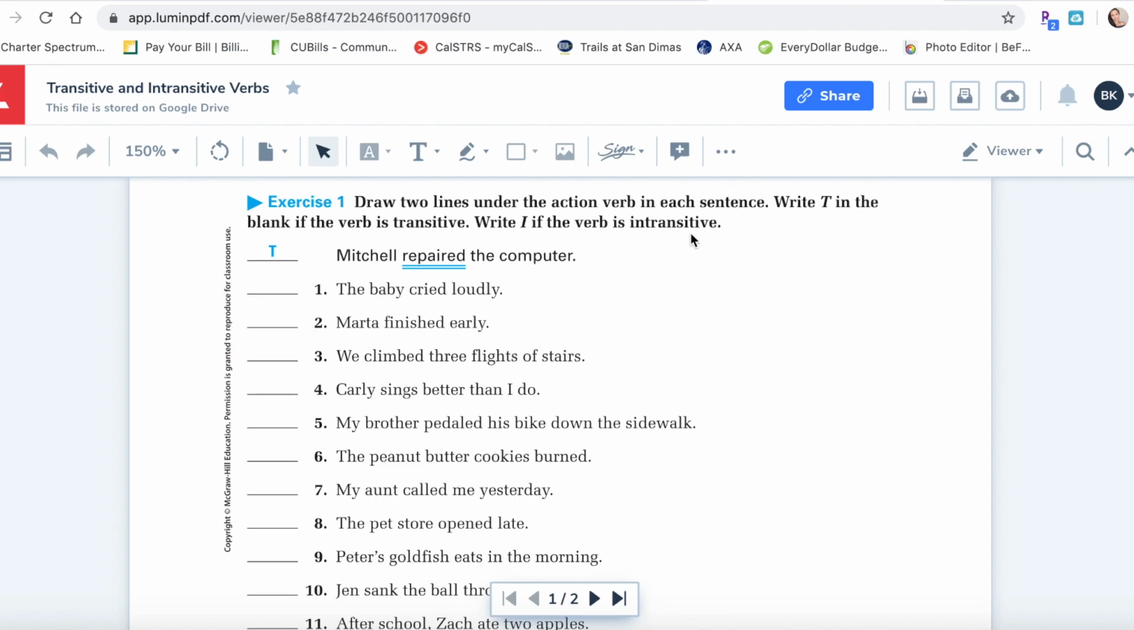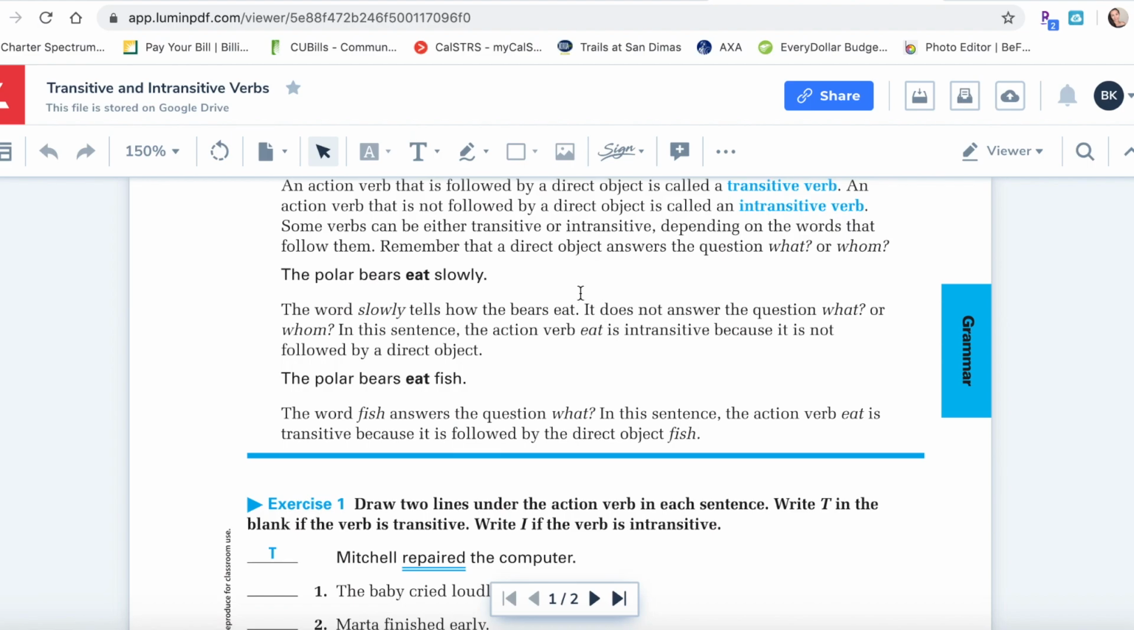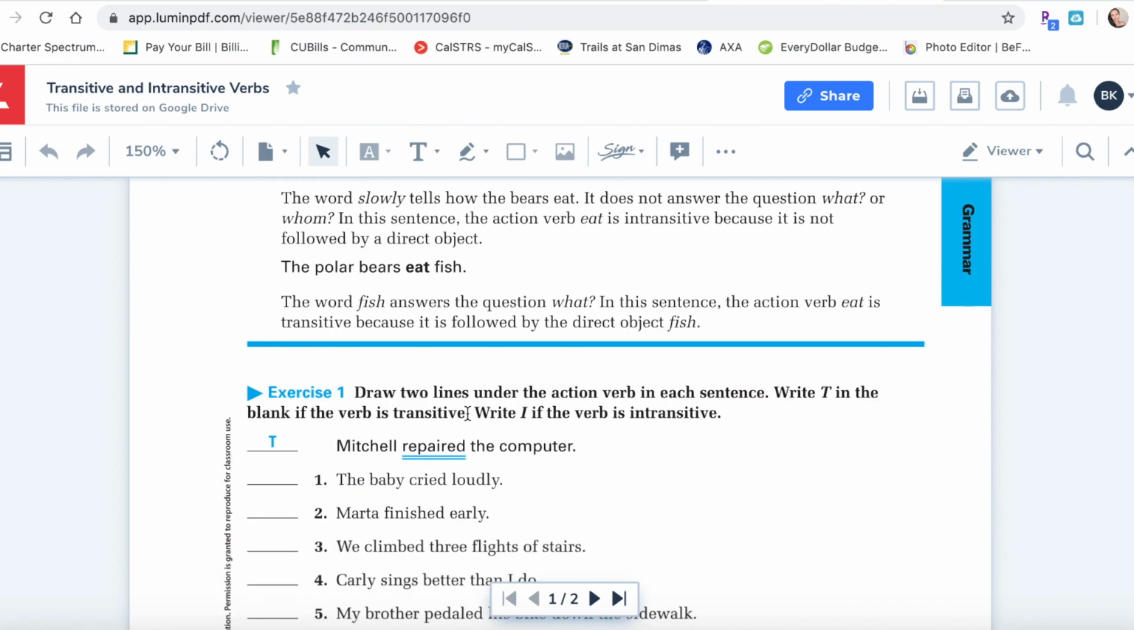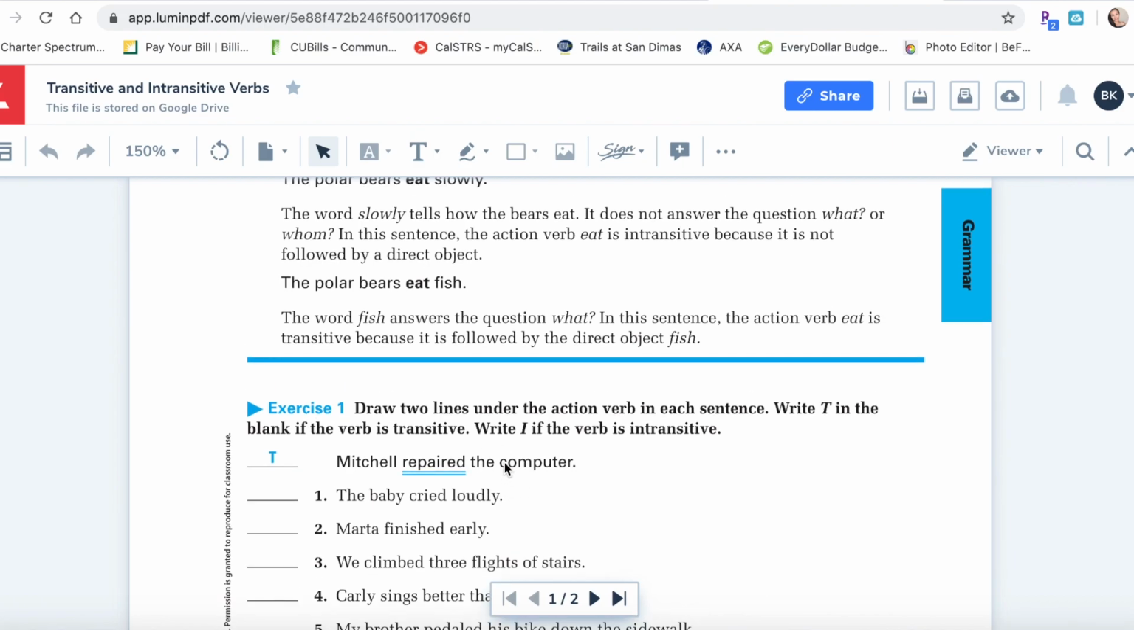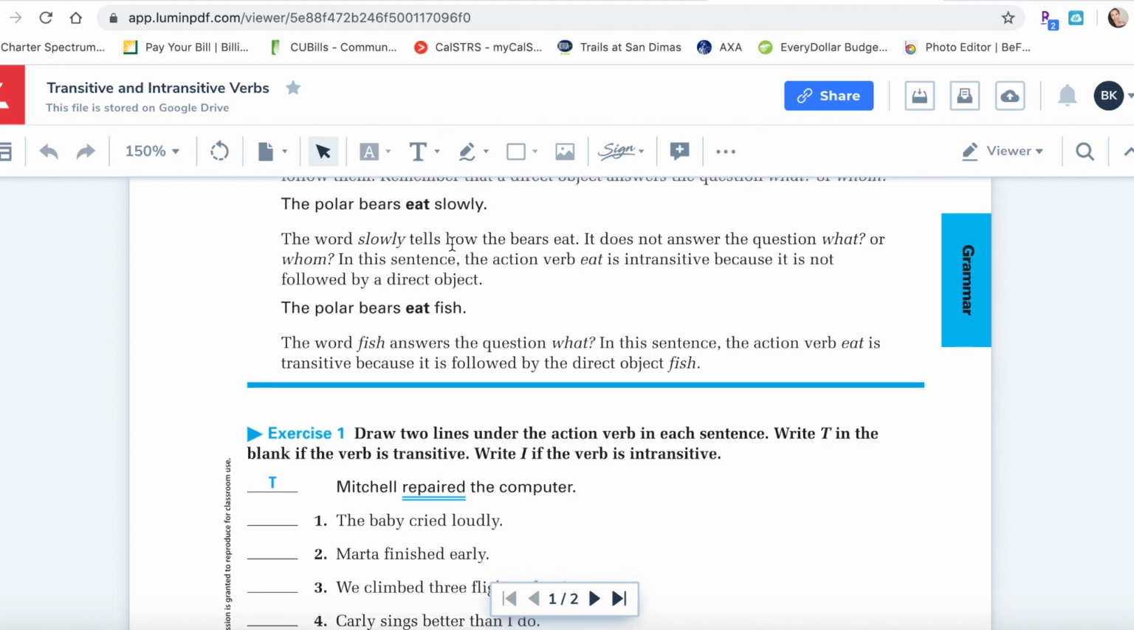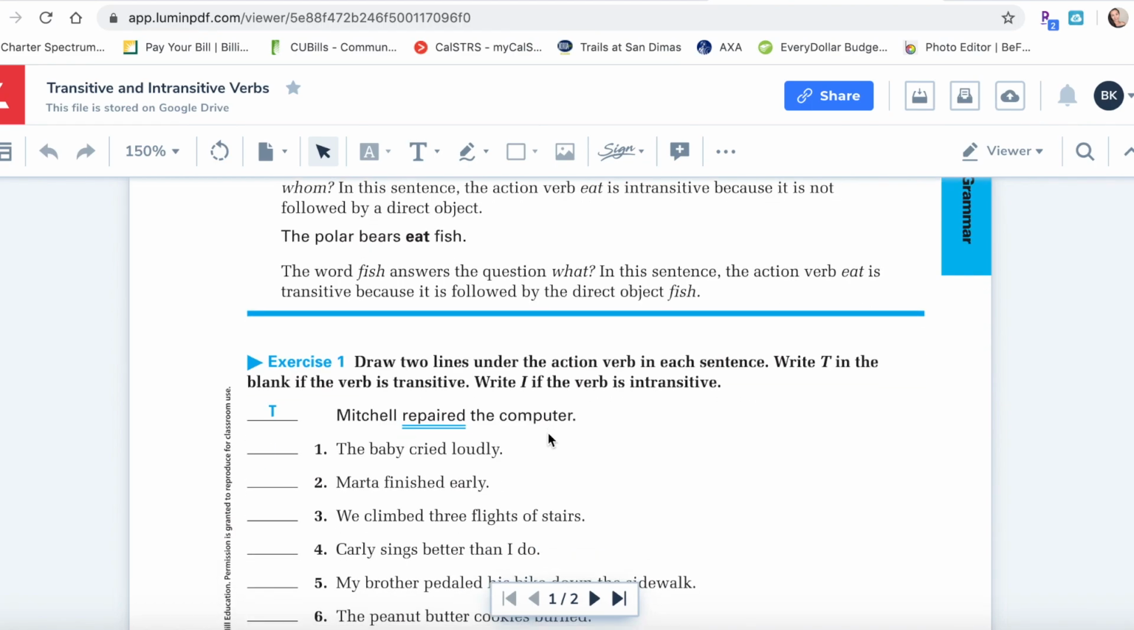It says write T if it's transitive. Now, this is transitive because it says Mitchell repaired what? He repaired the computer. It's like up here where it said the polar bears eat what? They eat fish. That's why it's transitive. Now, if it said Mitchell repaired quickly, he doesn't repair quickly. Quickly is not an object. It describes how he repaired something. So if that were the case, this would be intransitive, just like up here. The polar bears eat slowly. They don't physically eat the word slowly. Slowly describes how they eat. So try to make sure you're asking yourself those questions when you're filling this out.